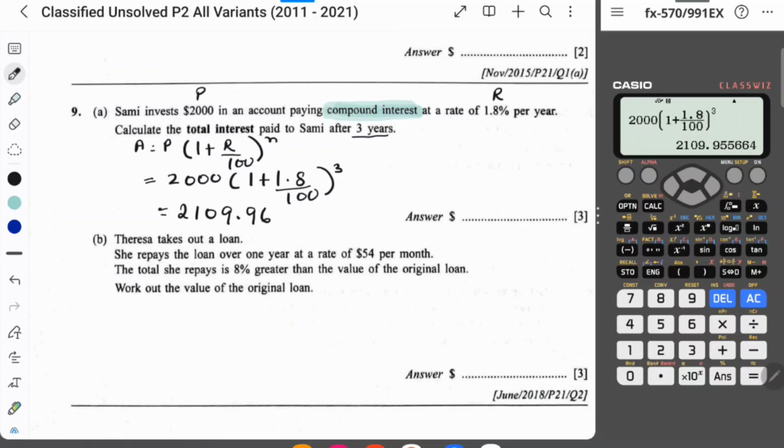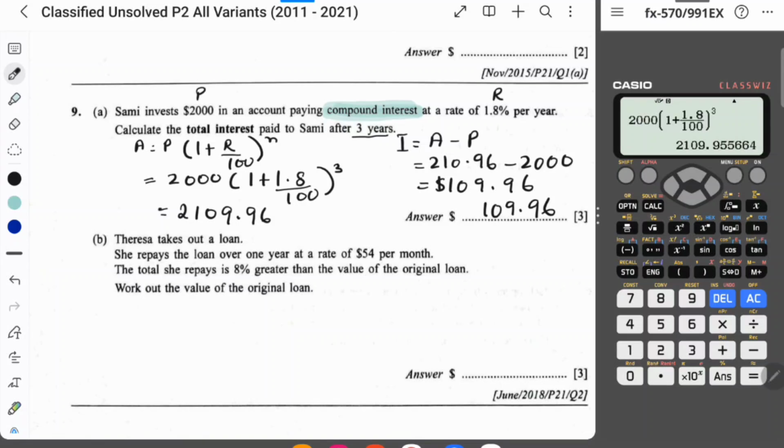2109 is the amount. But what we do, we are going to find out the interest. Amount is equal to the principal plus interest. So interest is equal to amount minus principal. So the amount minus principal means 2109.96, and then you subtract 2000, and that is very easy. We can do it without the calculator. 109.96. Rest of the questions you can use the calculator by yourself.